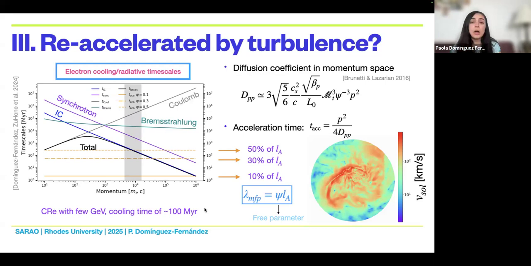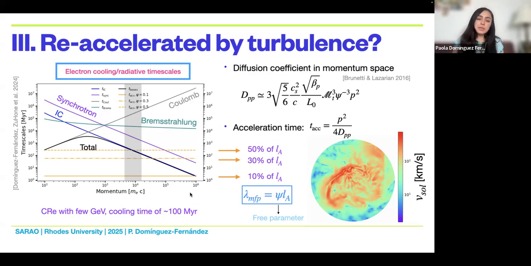that scale. And just to illustrate how things can change a lot, here I am showing you what happens if you assume the mean free path of the electrons is just 10% of this Alfvenic scale. In this case, you end up with acceleration times that are really, really short. Whereas if you assume 50% of that scale, then the acceleration times associated with these mechanisms start to become comparable to the cooling time of the electrons.